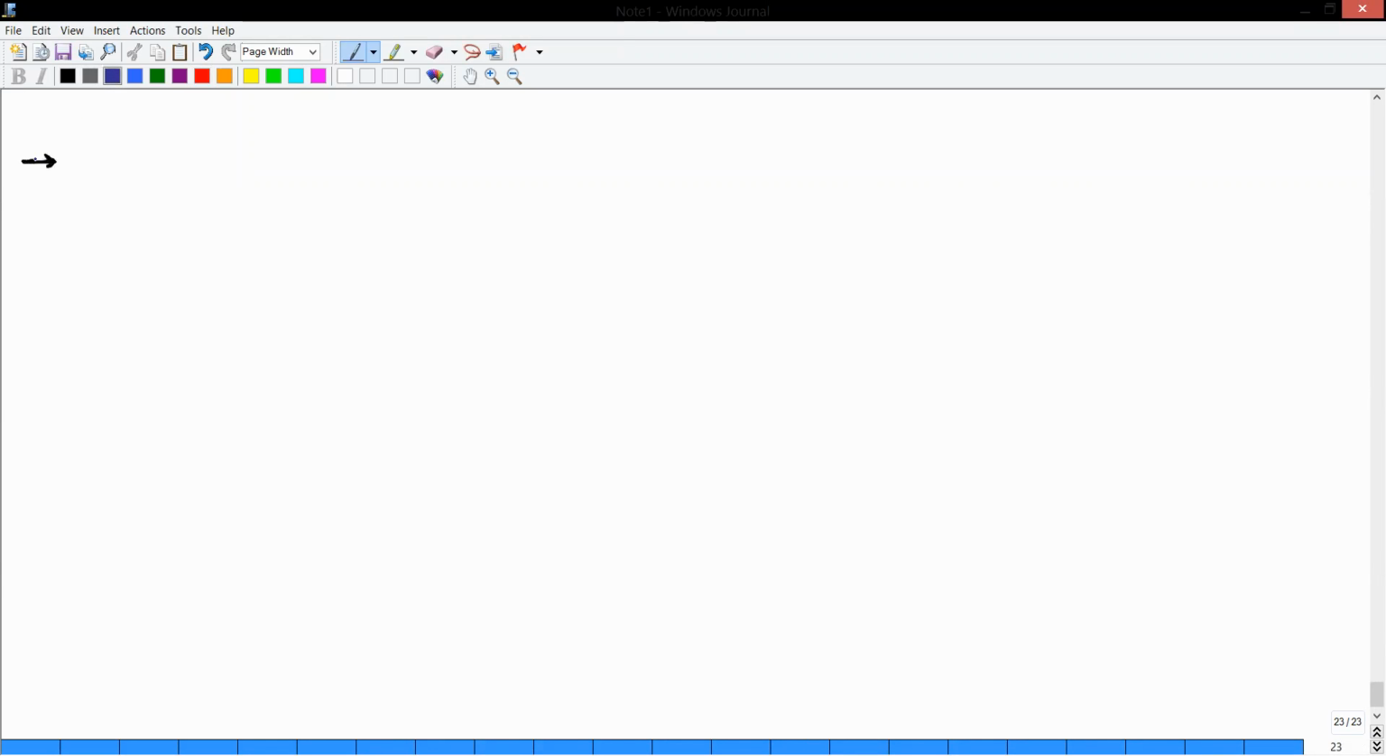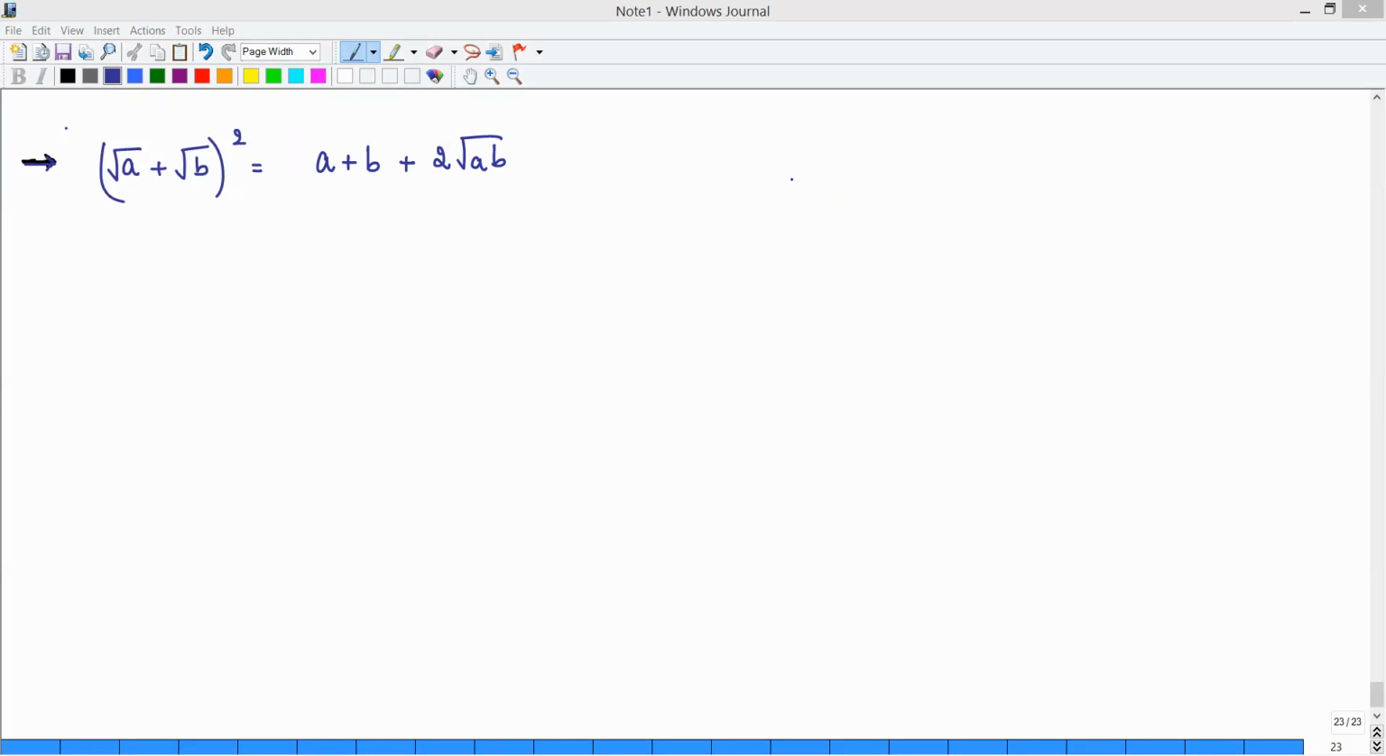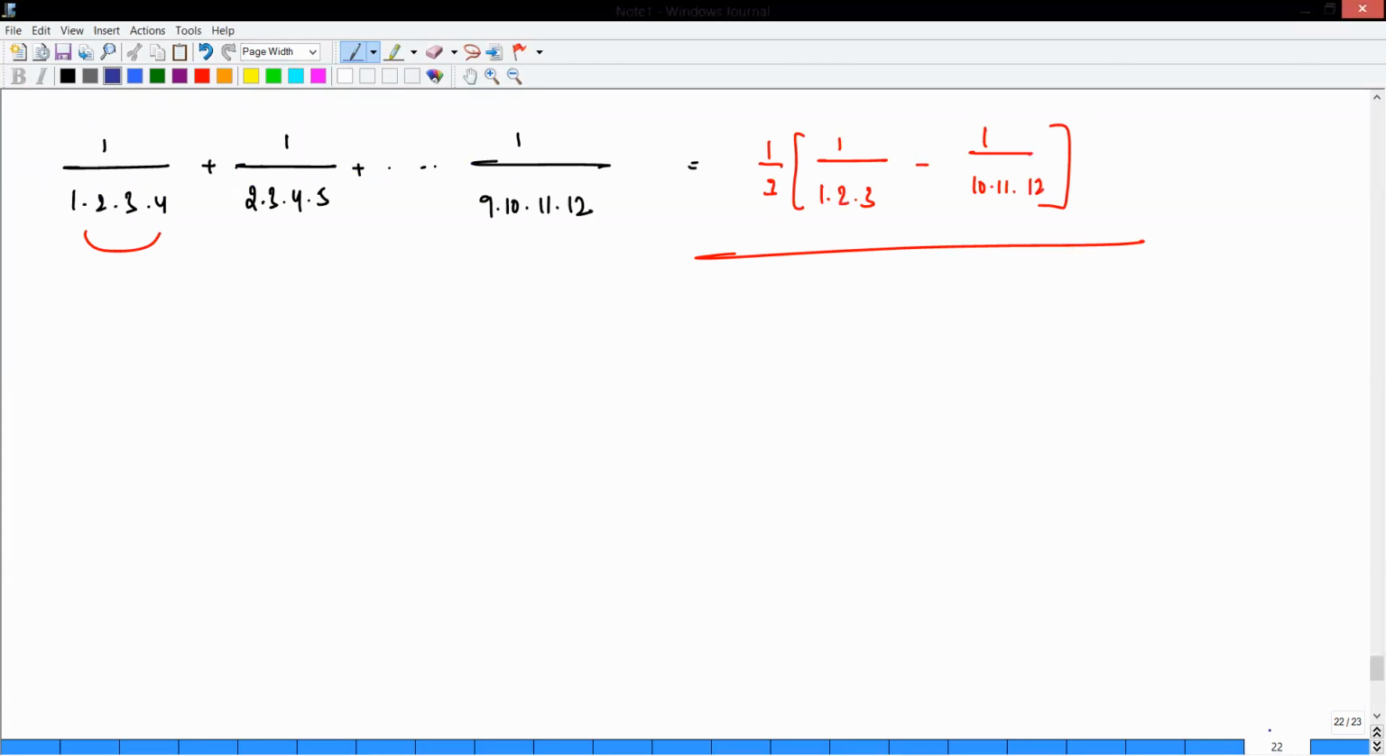The next. What is root of a plus root of b whole square? a plus b plus 2 root of ab. That is when you have 4 terms.